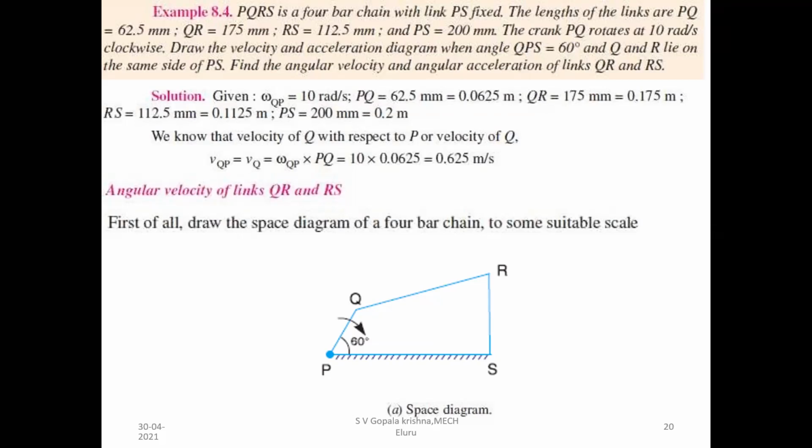Later you should find the velocity of PQ, or velocity of QP. The angular velocity is already given, and now we have to find the linear velocity of QP. We have the relation between angular velocity and linear velocity: V equals omega R.